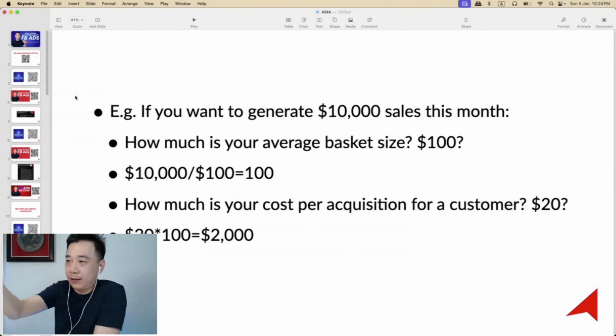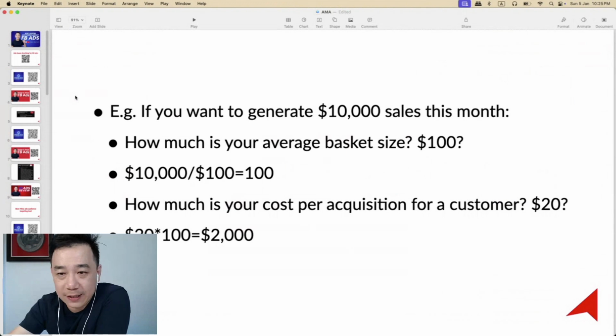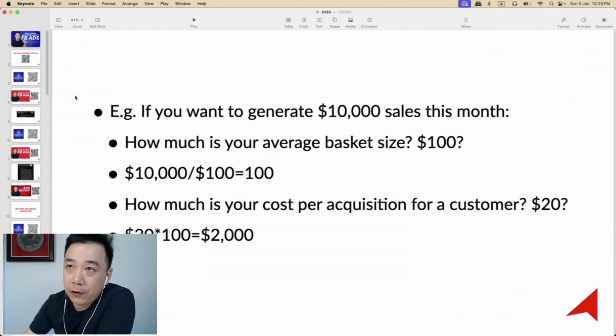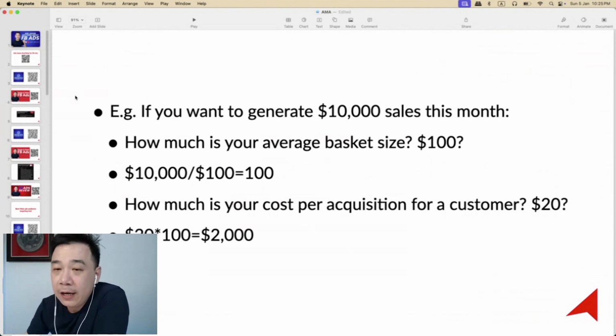So for example, if your average basket size is $100, meaning each order is about $100, which is great, then if we divide the $10,000 per month that you want to make by $100, the average per order, that means you need about 100 orders per month in order to hit your target. Makes sense, right? So far, everything is calculated.